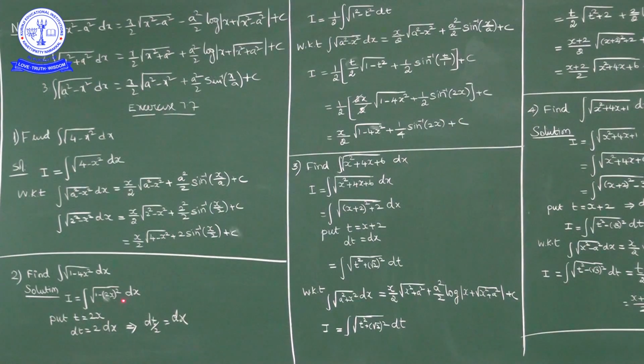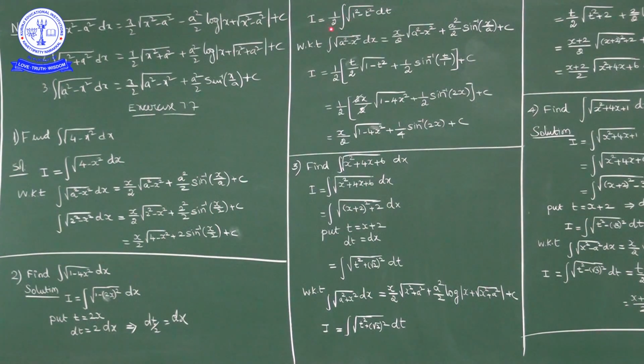Then I reduces to I is equal to the integral of square root of 1 minus 2x is t, so 1 minus t square into dx. dx is half dt. So what will we get? I is equal to 1 by 2 into the integral of square root of 1 minus t square dt. Now 1 we can write as 1 square.